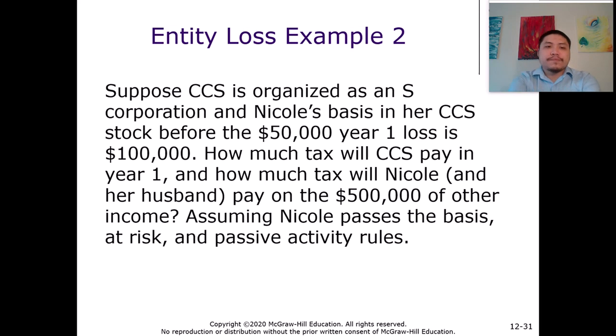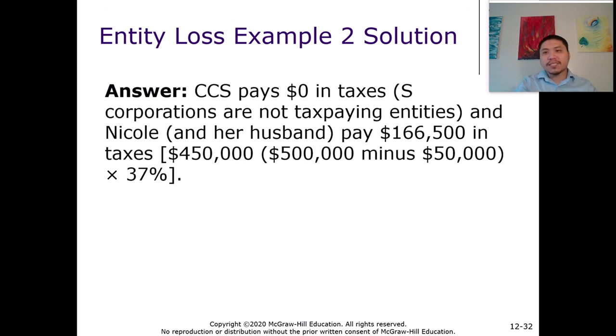Let's look at the second example. Suppose CCS is organized as an S corp, and Nicole's basis in her CCS stock before the $50,000 year one loss is $100,000. How much tax will CCS pay in year one, and how much tax will Nicole and her husband pay on the $500,000 of other income, assuming Nicole passes the basis, at-risk, and passive activity rules? So now CCS is an S corporation, and as we know, an S corporation doesn't pay corporate tax. So the answer is going to be zero. CCS itself is going to pay $0 in tax.